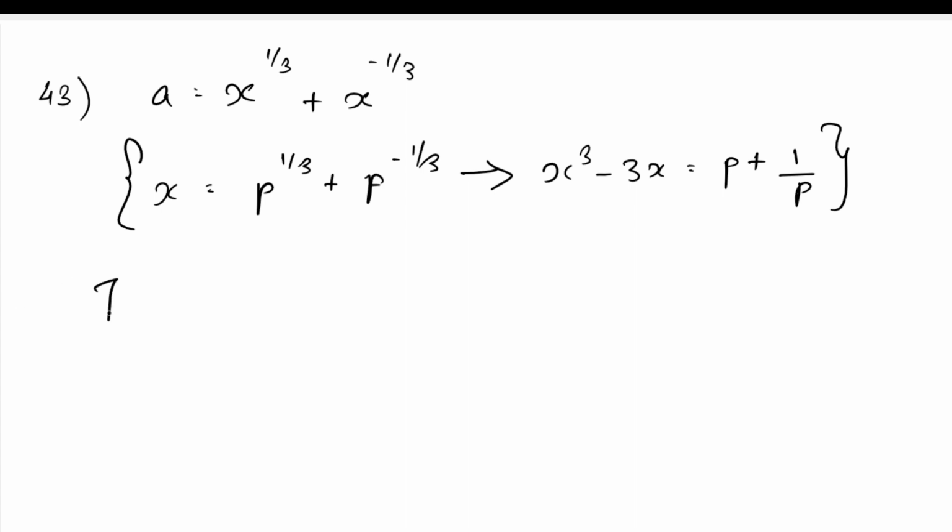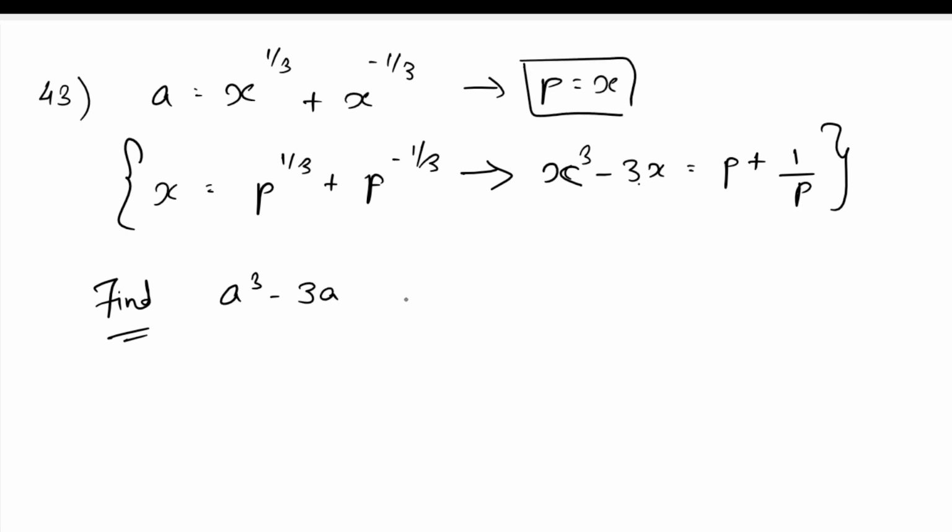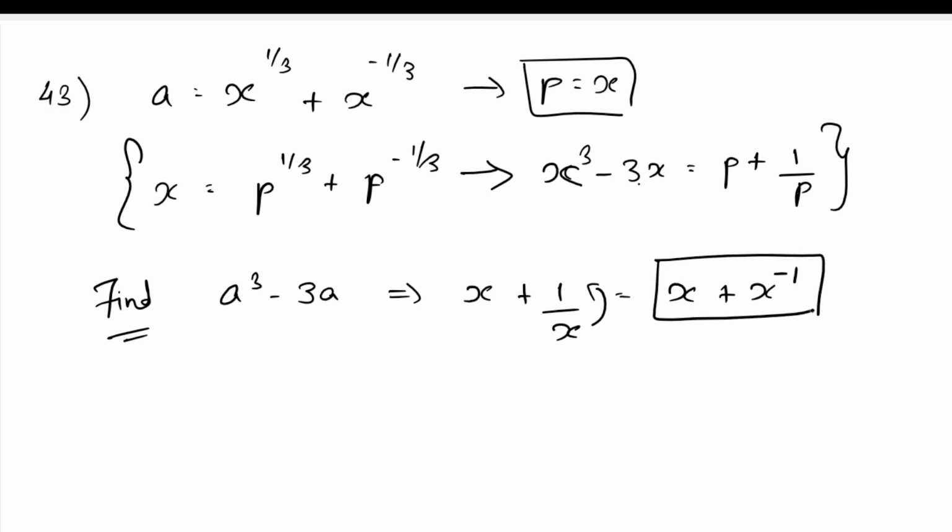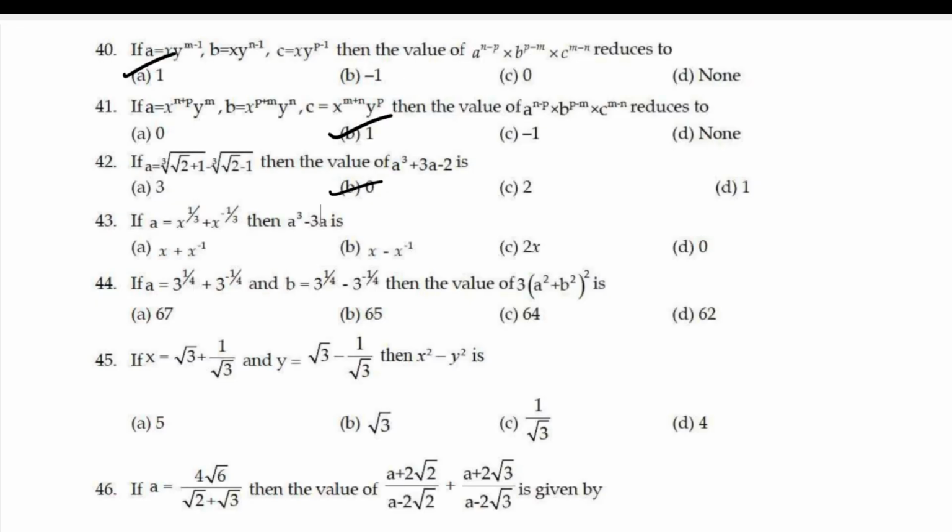Using the property, let's find what they have asked in the question. A cube minus 3a, which is nothing but x cube minus 3x, which is equal to p plus 1 by p. Here p is equal to x. So p is equal to x. So substituting that, we'll get x plus 1 by x, which is equal to x plus, I'm bringing it to the numerator, so there will be minus in the power, minus 1. This is the answer. So question number 43, the correct answer is option A.